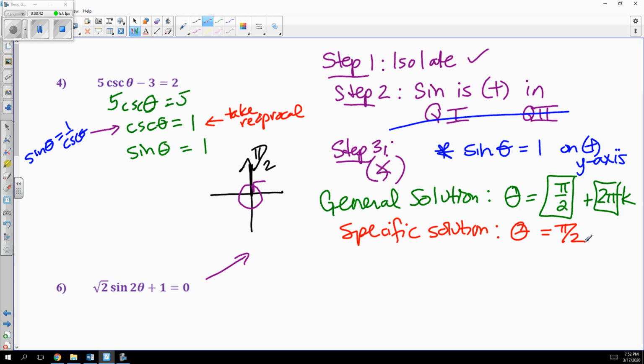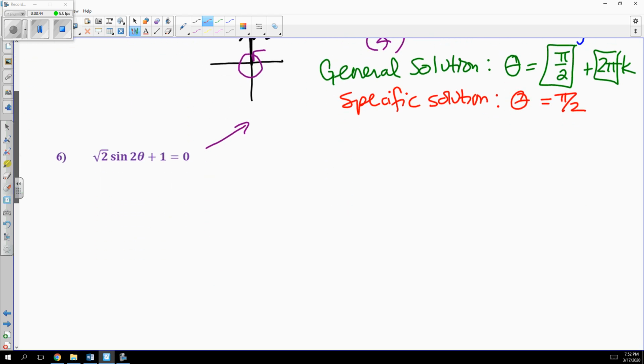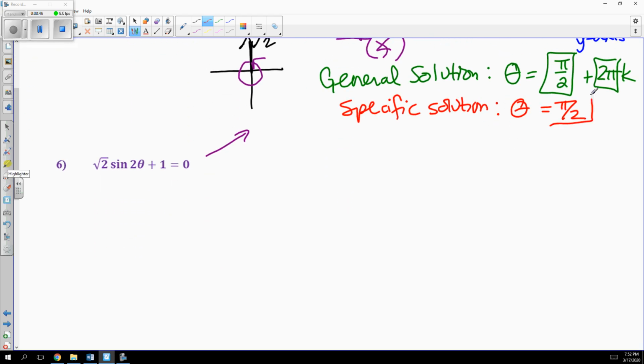There are a lot of problems that are more challenging. This next one is a lot more challenging for sure. We have the square root of 2 sine 2 theta plus 1 equals 0. Be careful, because that 2 in between the trig function sine and the theta, you can't just get rid of that. So there's a tricky thing that you're going to have to do here.